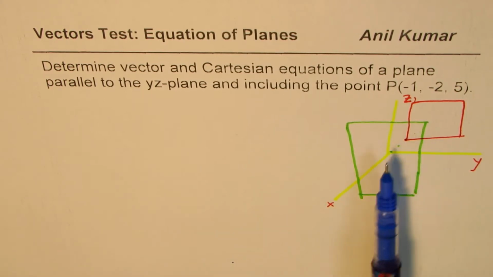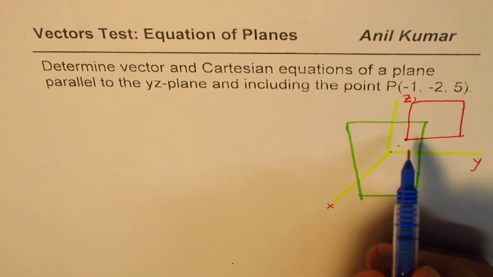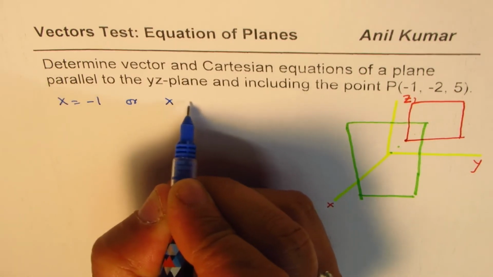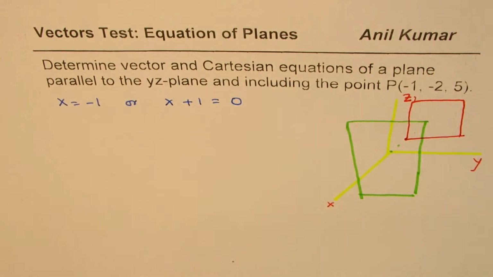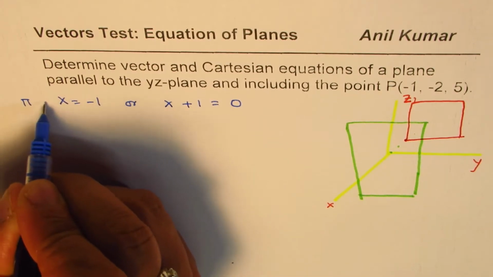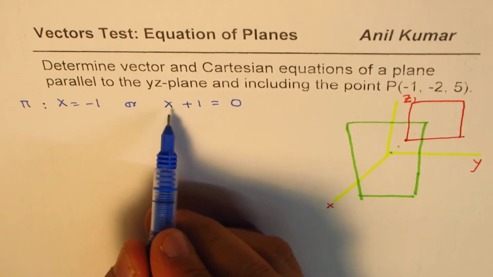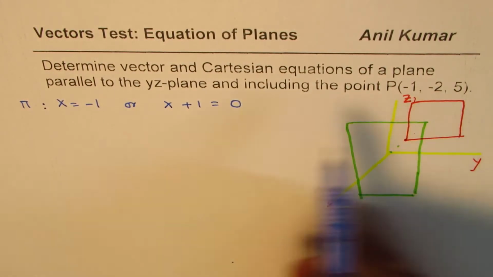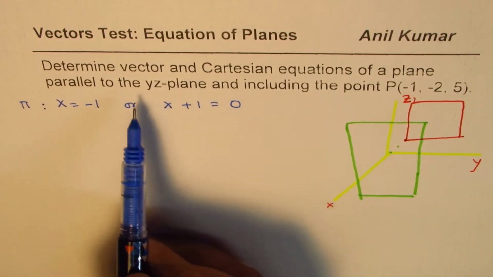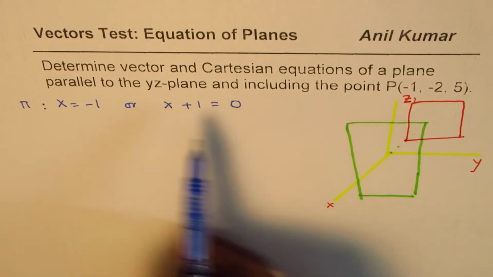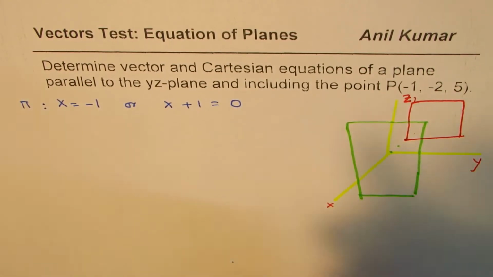So from here you can directly give the equation as x equals to -1 or x plus 1 equals to 0. So that becomes the equation of the plane. Since only then the plane will be parallel to YZ plane, right? Now there are so many different ways of putting this together. We could also write a vector equation and then derive to this. So let's look into other options.